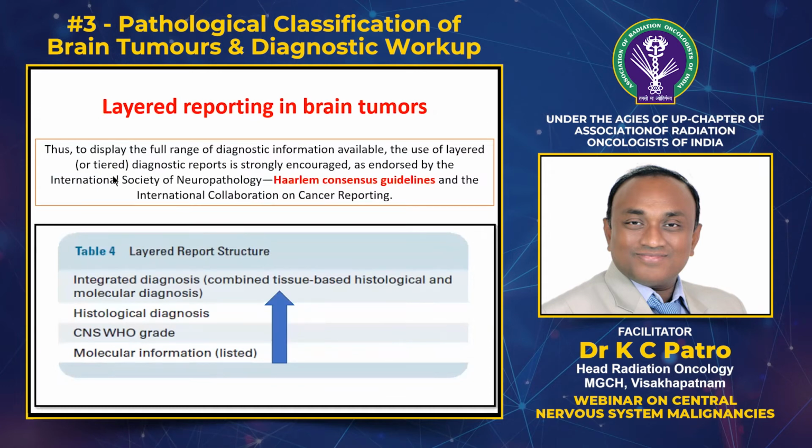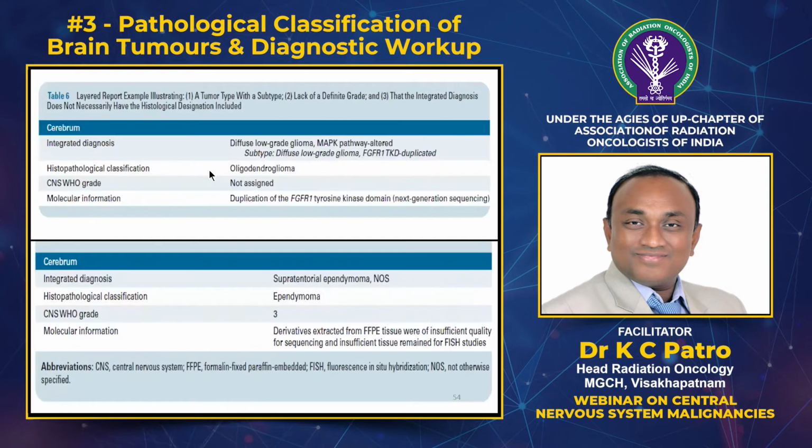So let's take layered reporting in brain tumors. This is based on the Haarlem consensus guideline. On this basis, for any tumor, the histological diagnosis, grading, and molecular profiling, these lower three criteria, will decide your integrated diagnosis at the top. Let's take some examples. The histopathological classification is oligodendroglioma, grading not assigned, and the molecular information is duplication of the FGFR tyrosine kinase domain by next generation sequencing. So the integrated diagnosis is diffuse low grade glioma, MAP kinase pathway altered, and the subtype is FGFR TKD duplicated.